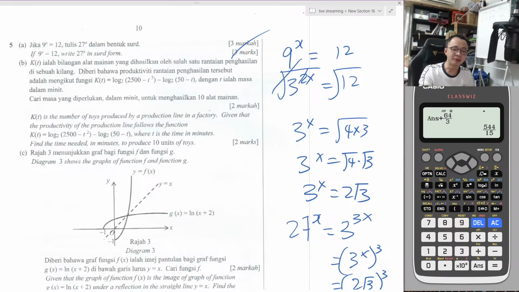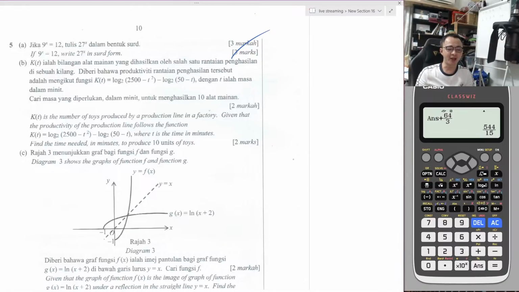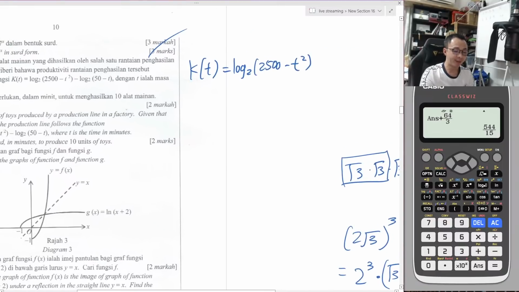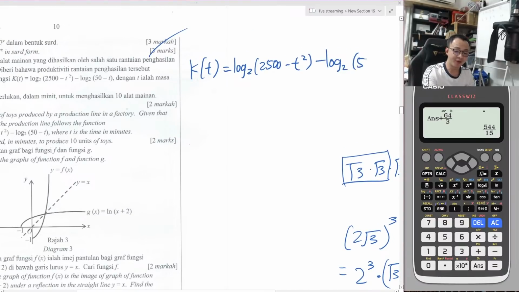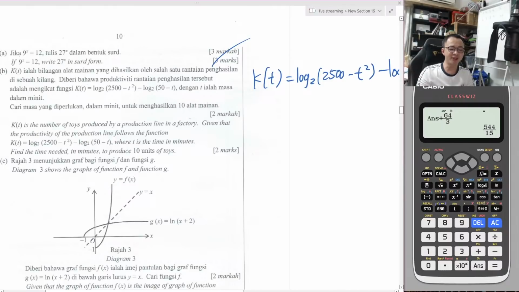Okay, go to part B. Part B, I also got a different answer from the marking scheme, but I will explain myself. So, K(t) is the number of toys produced by a production line in a factory. Given that the productivity of the production line follows this equation, K(t) equals log 2 of (2500 minus t squared) minus log 2 of (50 minus t). So K(t) basically is the number of toys. Find the time needed in minutes to produce 10 units of toys.